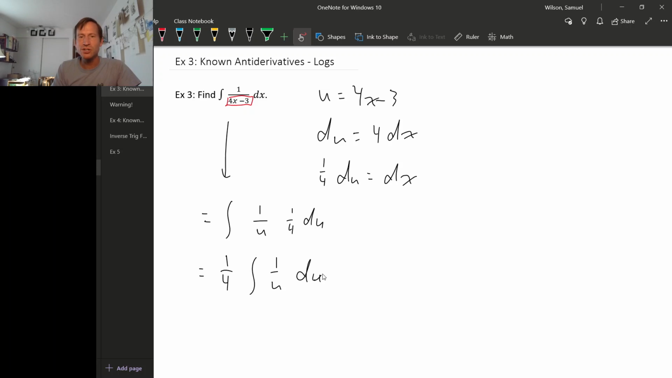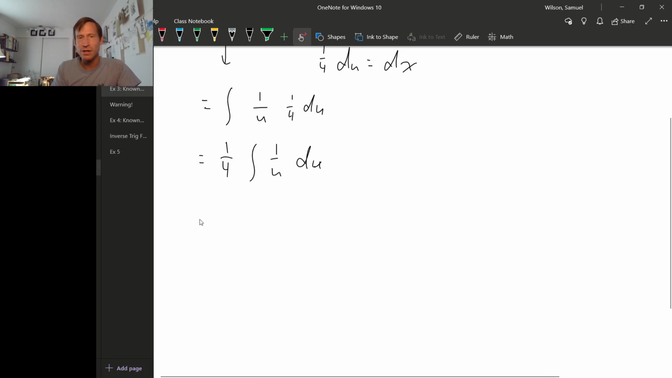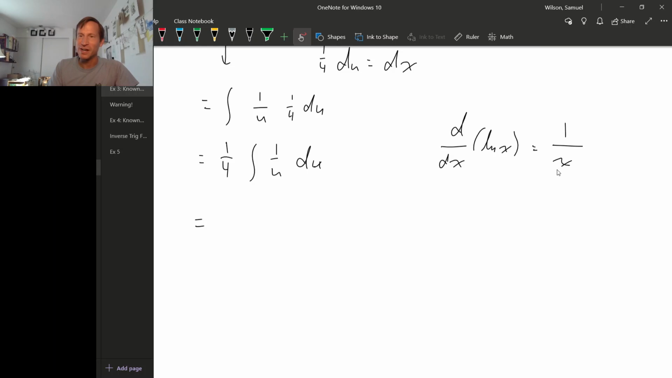And now we need to think of a function whose derivative is 1 over u. But that's natural log. So hopefully that was one that you didn't need the reminder for. But just in case you did, the derivative of natural log x is 1 over x. So the antiderivative of 1 over u is natural log u. Depending on the context you're working in, you might want to put absolute values here, but usually it's not super important for various reasons I don't really want to get into, having to do with the continuity of these functions.